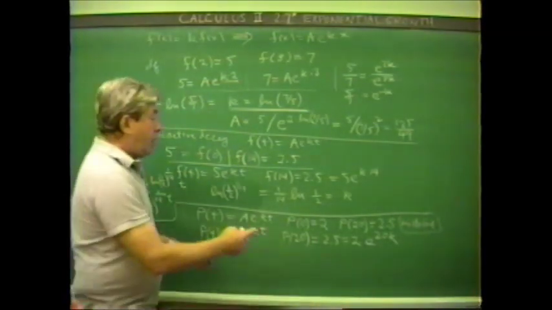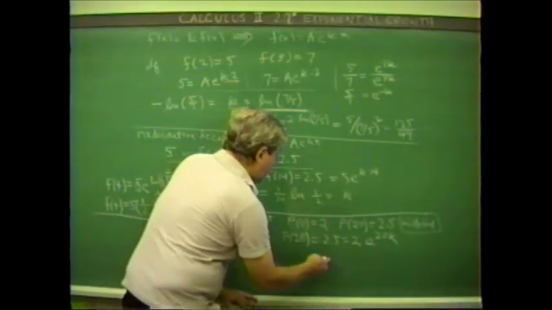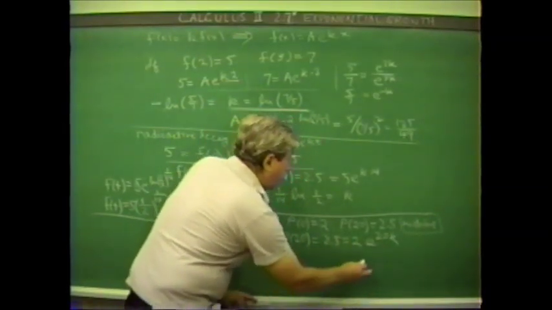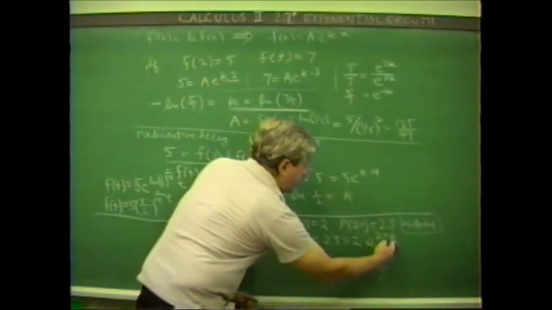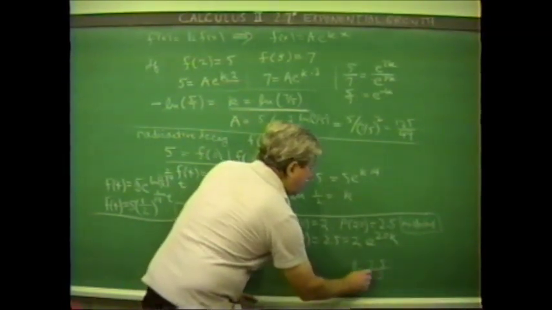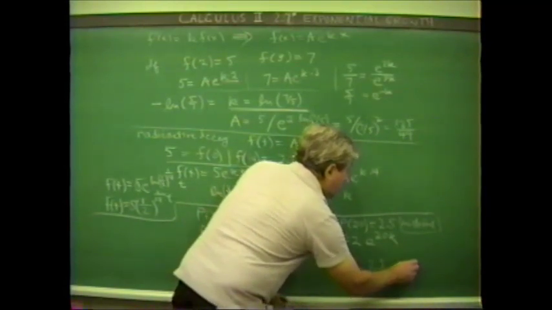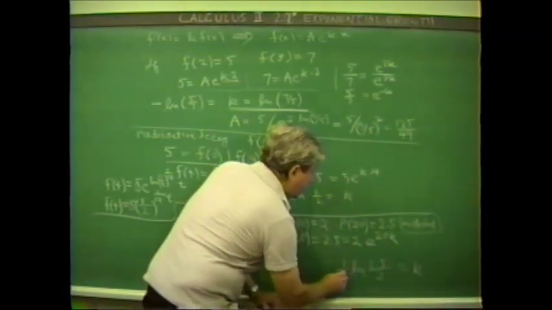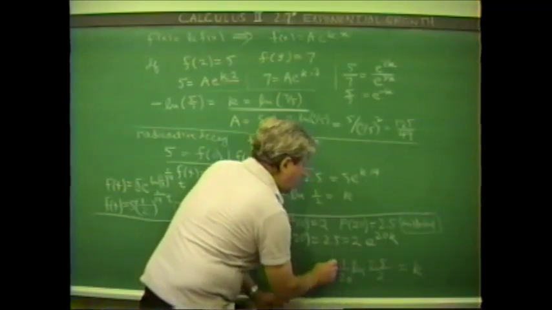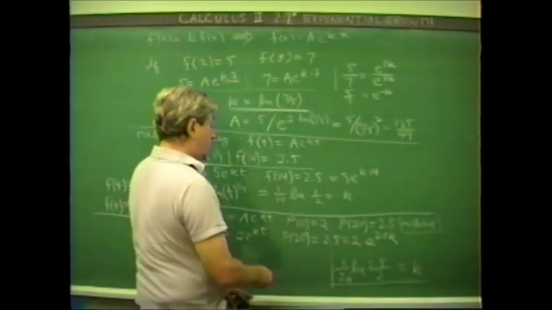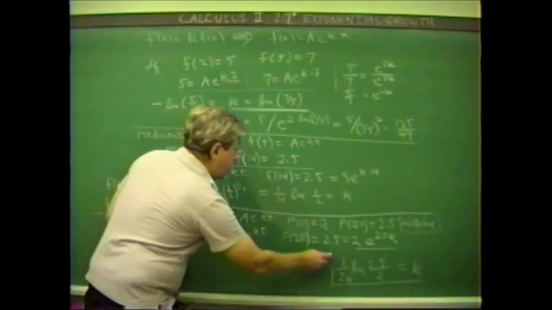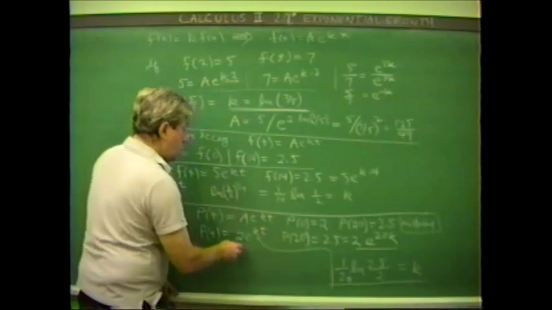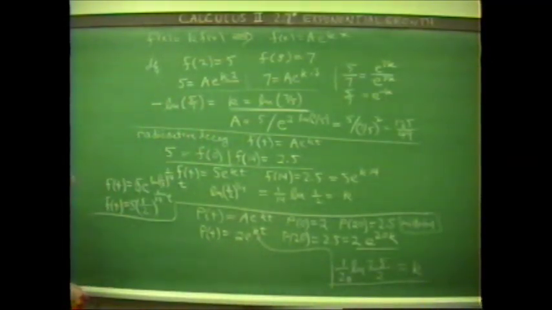Okay, so now we can divide both sides of this by 2 and take the logarithm, so that we get 2.5 over 2 is e to the 20k. Take the logarithm here, we get that this is equal to 20k, so the k is 1/20th of this. We now have k, right? And consequently, we know what p of t is, which will predict the population at any time t.